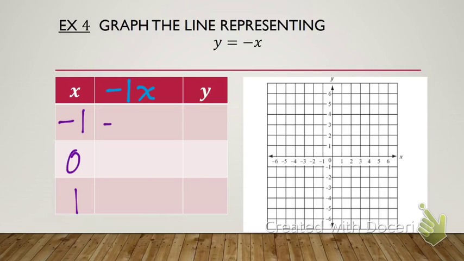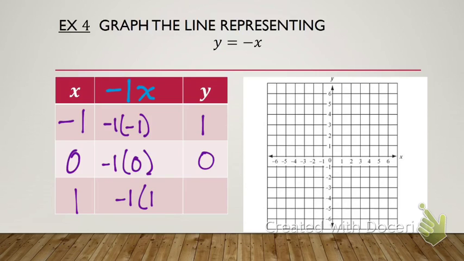So, -1 times -1, get a positive 1. -1 times 0 gets us to 0. And -1 times a positive 1 becomes -1.